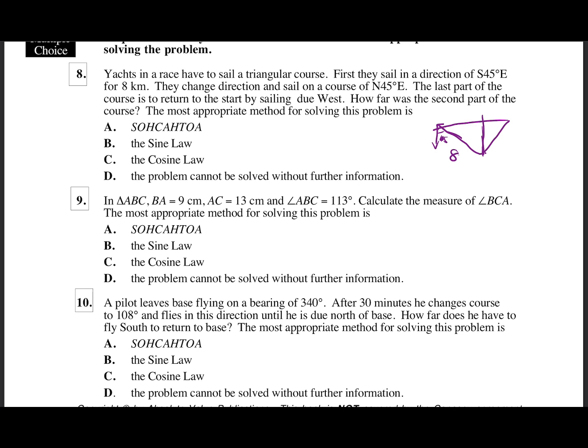And how far was the second part of the course? For the second part, the most appropriate approach: the first is 45, so this angle is 45, and the second part is also 45, which means this angle is 90 degrees. If we have a right triangle, we use SOHCAHTOA.